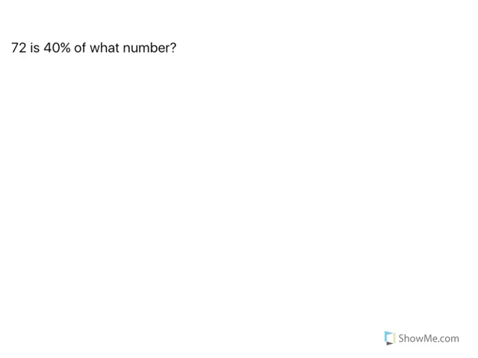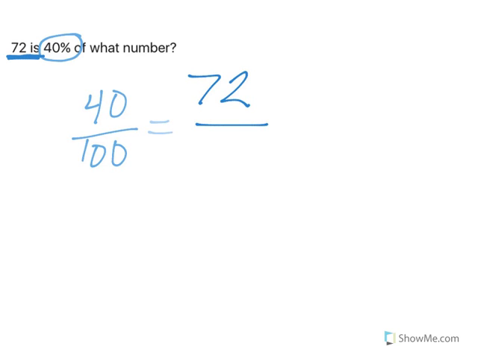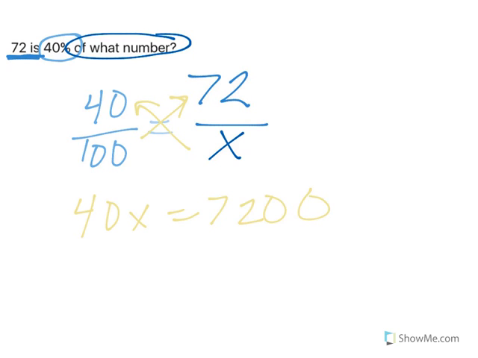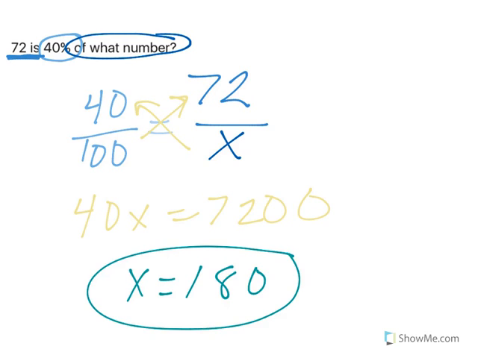72 is 40% of what number? Again, percent, 40 over 100. I always start there. Equals, okay, 72 is. "Is" implies the part, of what number. The x there goes on the bottom. Again, we cross multiply. So 40x equals 7,200. Multiply bottom of one to the top of the other. Divide both sides by 40, and x is 180.